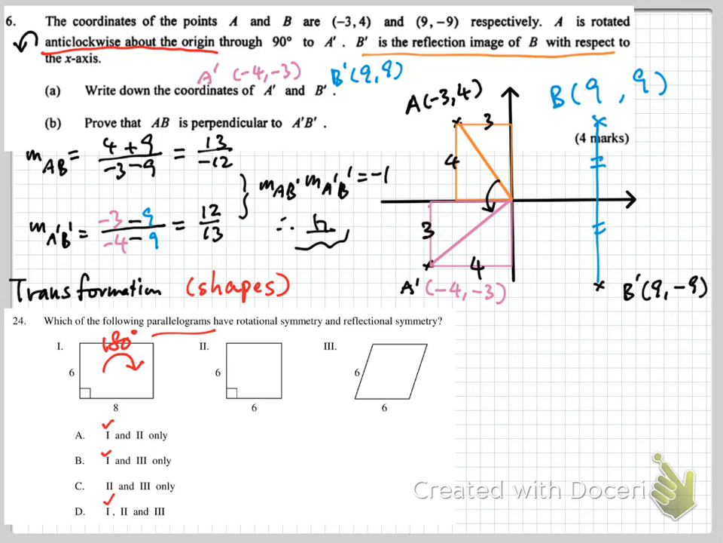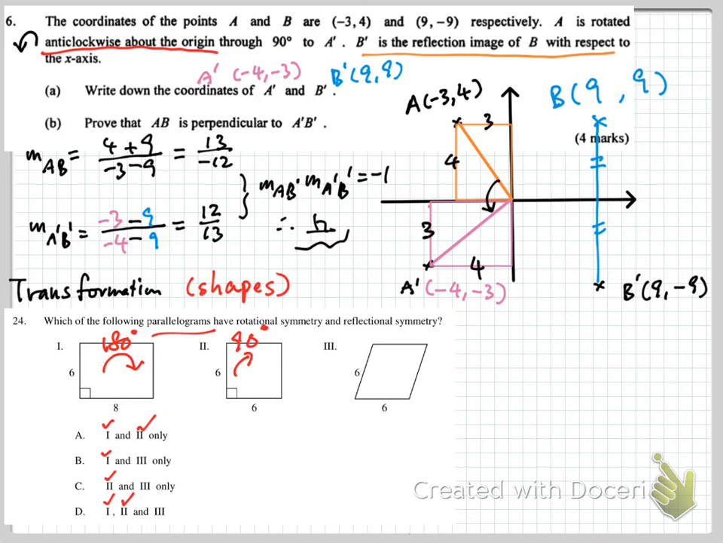Number two also has reflectional and rotational symmetry. In fact, there are four axes of reflection symmetry in this square. So there is reflectional symmetry, and there is also rotational symmetry. If you rotate 90 degrees, it goes back to the same square. So there are reflectional and rotational symmetries in number two.